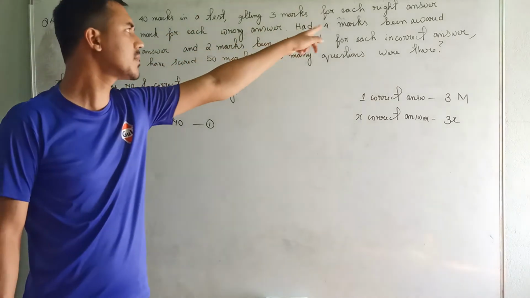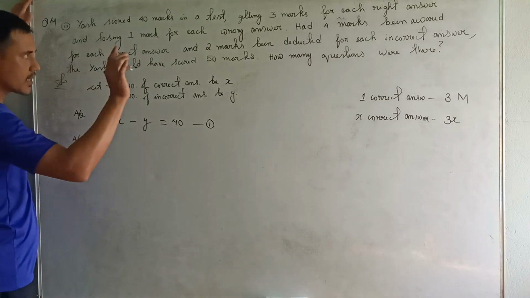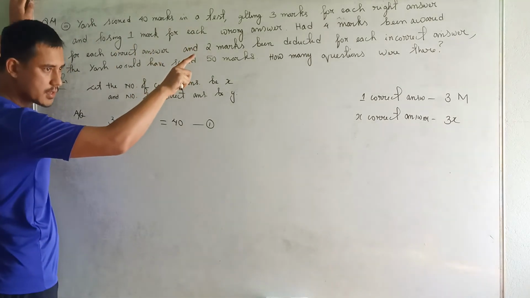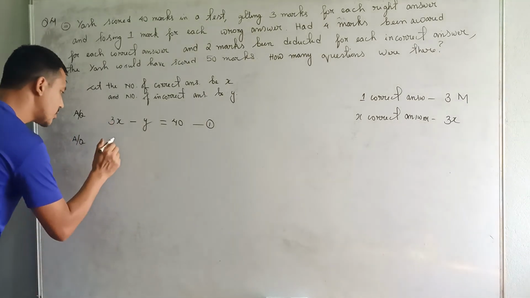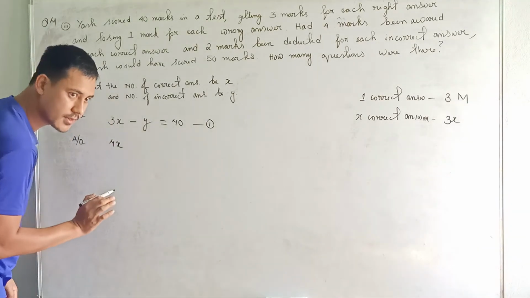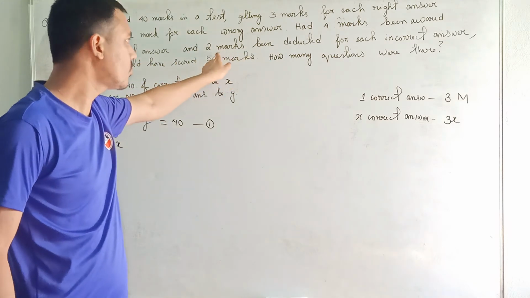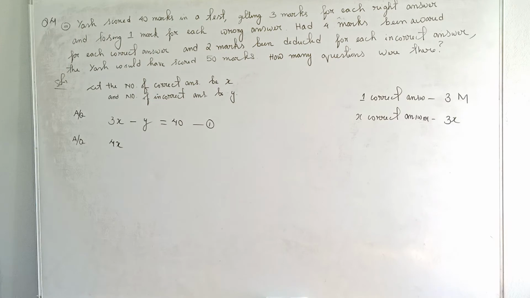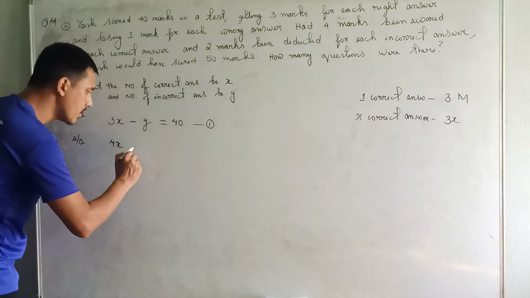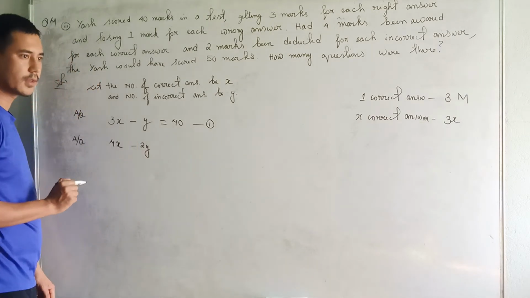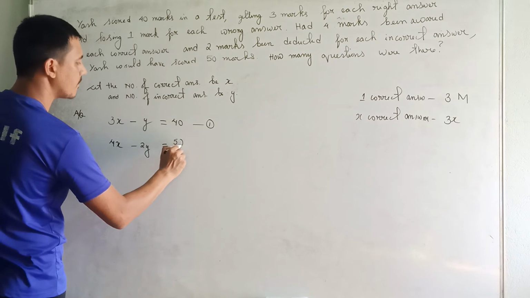Had 4 marks been awarded for each correct answer? So 3x has to be replaced by 4x. And 1 incorrect answer means 2 marks have been deducted. So this minus y has to be replaced by minus 2y. And then this total marks comes out to be 50.